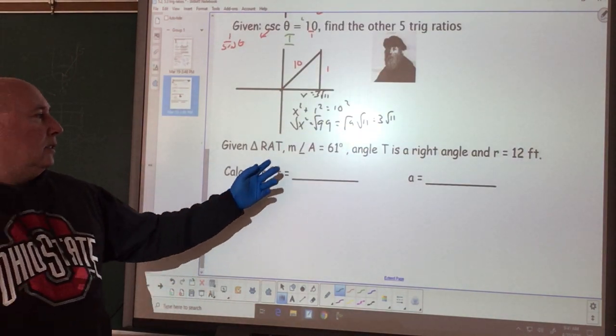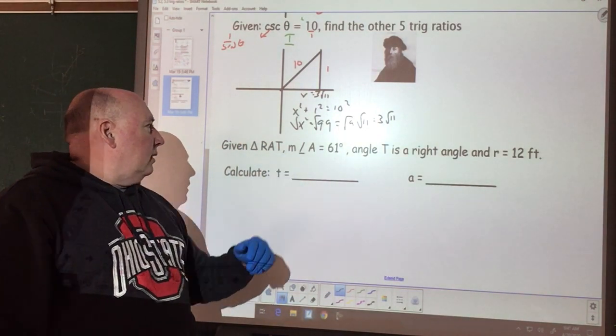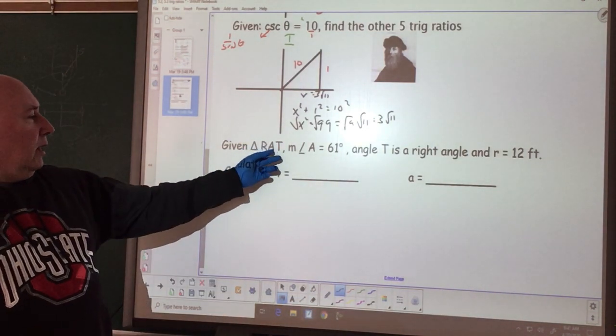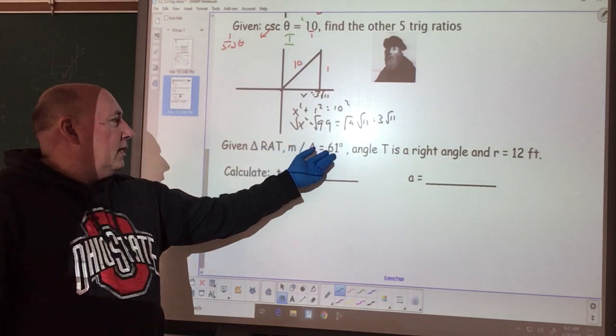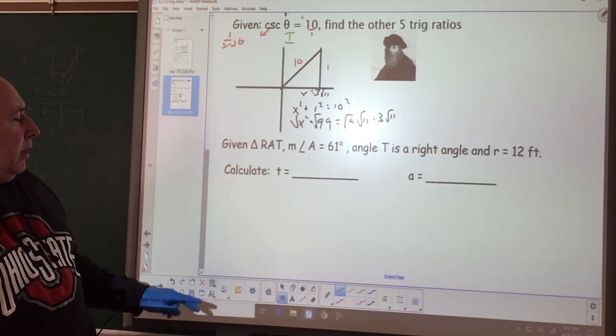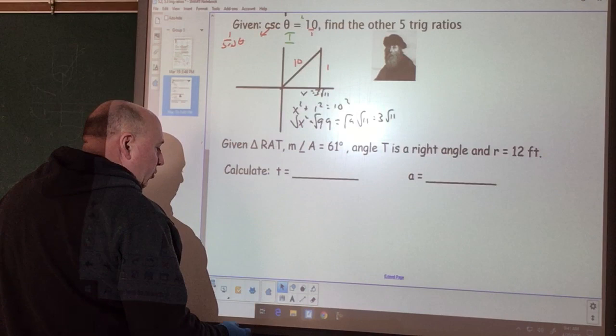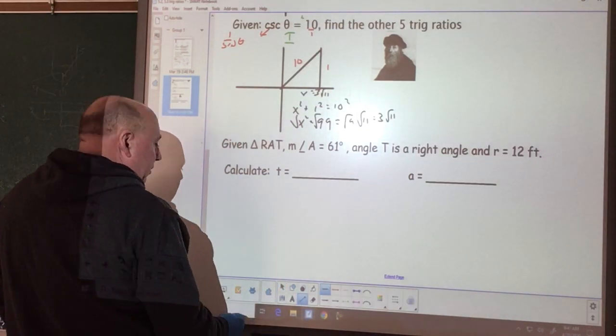Applications. We have triangle RAT. Triangle RAT, angle A is 61, angle T is a right angle, little r is 12. I want to calculate these other values. So once again, let's draw a picture of what we have here.